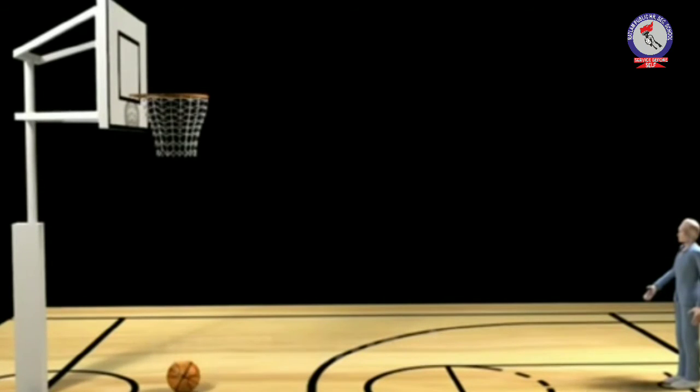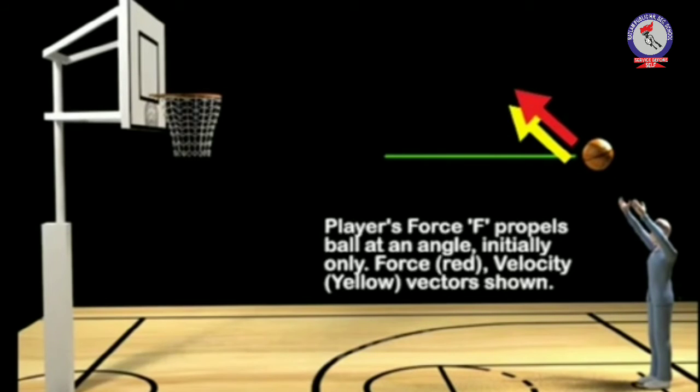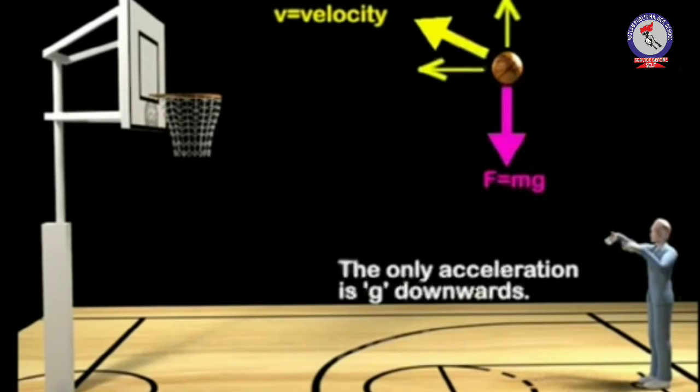So the initial force applied by the player is shown by the red arrow acting at an angle. That causes an initial velocity vector, the yellow arrow at an angle. Now, after the ball is released, the player is no longer applying any force, and the only force on the ball is its weight towards the center of the earth. That's F equals mg. That means the only acceleration on that ball in flight is g downwards.